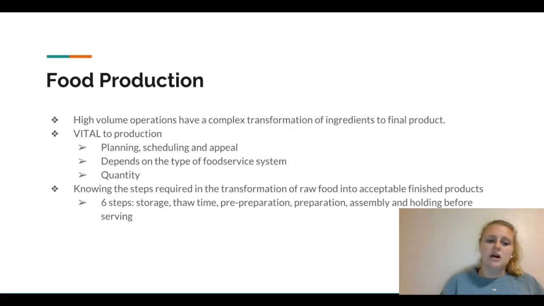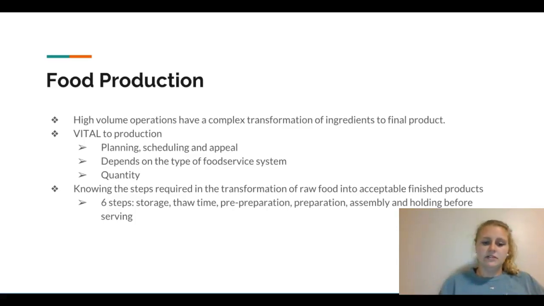In food production, high volume operations have a complex transformation of ingredients to final product, which basically means that there are a lot of steps that go into it. If you're starting from scratch, there's going to be a whole lot of smaller ingredients that become one big final thing. Vital things to production include planning, scheduling, and appeal. It depends on the type of food service system that you're in, and each one will determine what product is made, how you go about doing that, and the quantity.